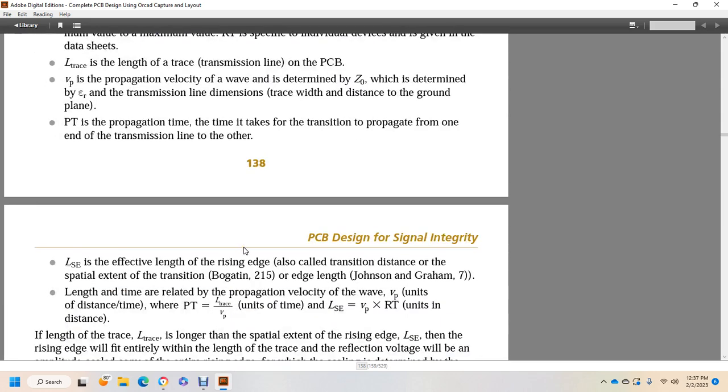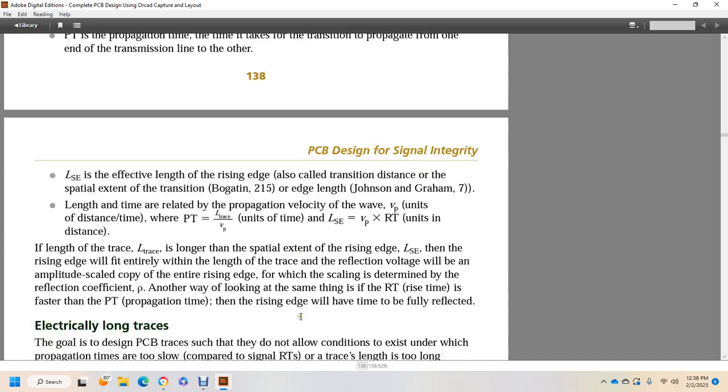LSE is the effective length of the rising edge, the spatial extent of the transition, or edge length. It is the length the edge occupies given the propagation velocity of the wave, in units of distance. PT, the propagation time, equals the length of the trace over VP, the propagation velocity, in units of time. LSE equals the rise time times the propagation velocity, in units of distance. The length of the trace is compared with the spatial extent of the rising edge, and the reflected voltage will be an amplitude-scaled copy of the entire rising edge, with the scaling determined by the reflection coefficients.